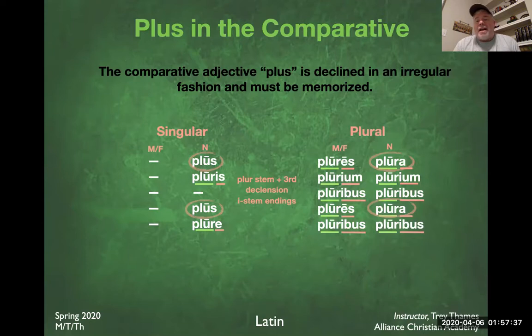The truth is, I'm not going to ask you to decline this on a test. You're welcome. But you do need to be able to recognize these words when you see them, and that this is the declension of the comparative form of plus.